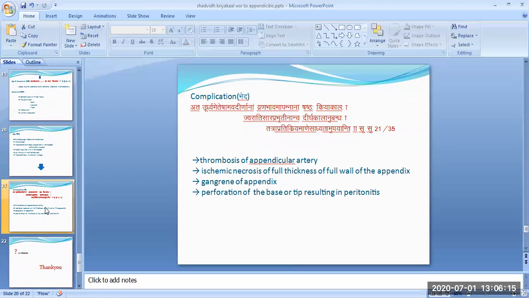Complications: on the basis of endoluminal testing, necrosis of the full thickness of the appendix wall, gangrene of the appendix, perforation of the base of the appendix resulting in peritonitis.